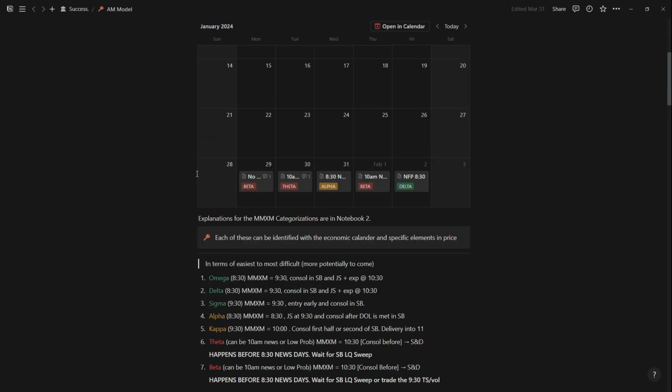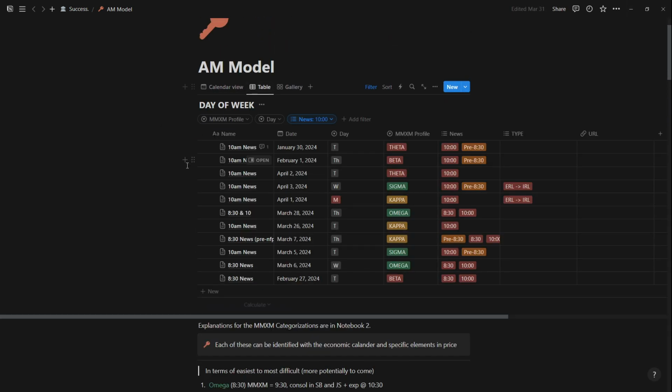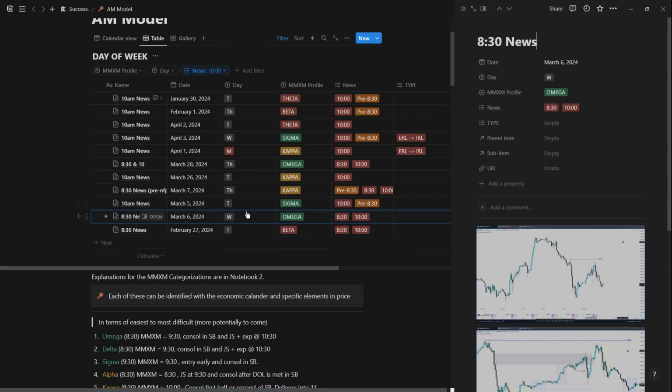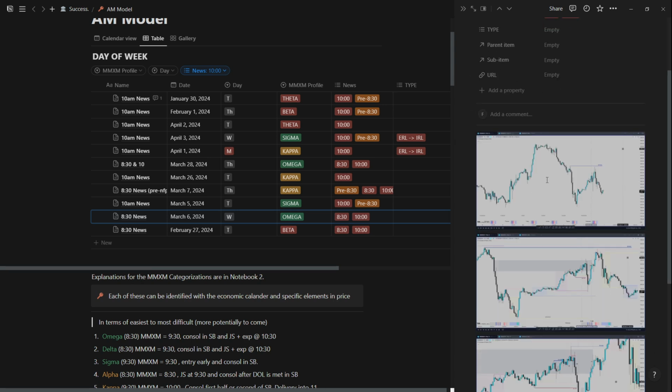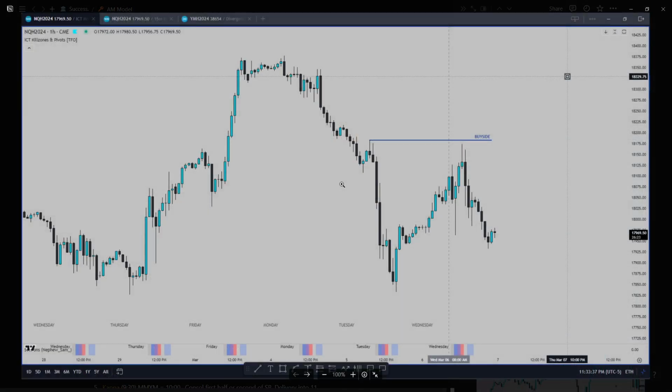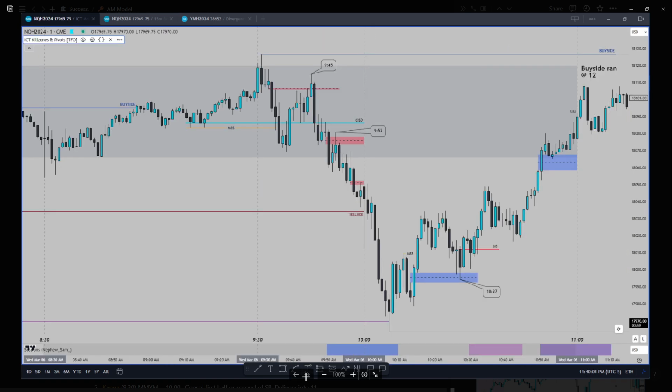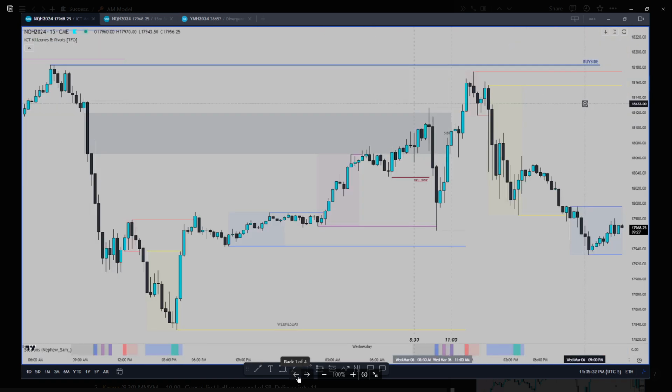But I do encourage you to just take notes on everyday price action. So if we go to a random day, the way I take notes personally is I categorize them. You don't need an MMXM profile. This is not needed. But news, make sure you have that typed out. Type, I just have ERL to IRL or IRL to ERL. And then day of week. And then the way I'm taking notes is just screenshotting. I don't have the daily chart as a bias or 4-hour chart. I like to just use the 1 hour, 15, 5, and 1. But on the way down, I'm annotating anything that seems important to me.